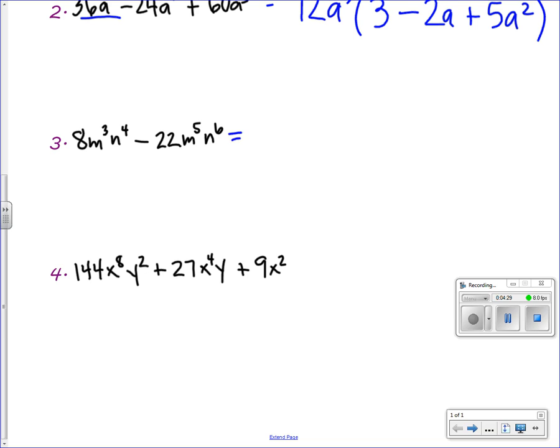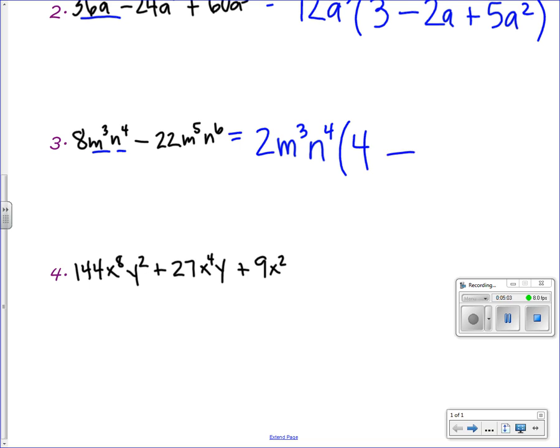And how many m's do at least both of them have? 3 m's, right? So m to the third and n to the, how many n's can we factor out? 4. So once we factor out 2m to the third, n to the fourth, what's left from this term? Only a 4, right? Because we factored out all 3 m's and all 4 n's. Does that make sense? We factored it out, so we only have a 4 left.